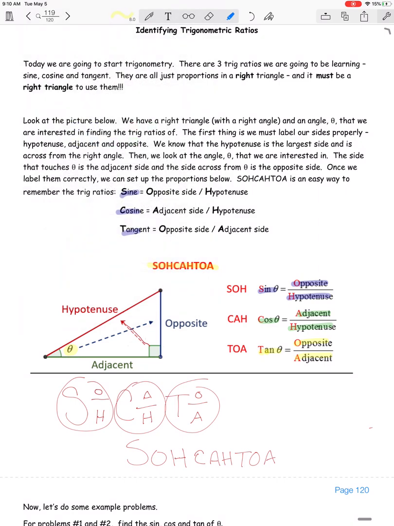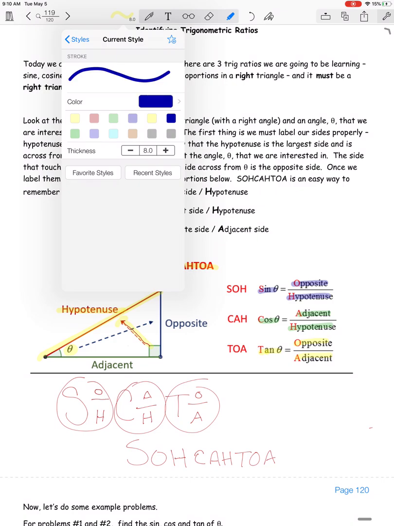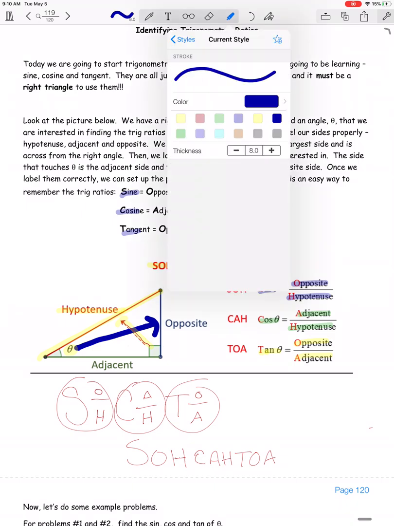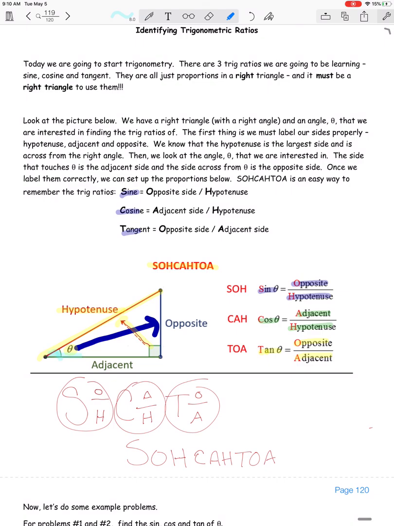You might want to say, okay, I'm going to start with the side that's across from my right angle, and that is my hypotenuse. Then, I think it's easiest next to find the opposite side. The opposite side is always the side directly across from that angle. And the next one would be adjacent, the one that we have left. Now, this is because the angle, we'll say, is adjacent to this side here.